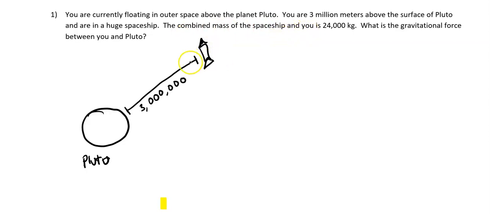The combined mass of the spaceship and you is 2,400 kilograms. And again, let's say the spaceship itself has negligible radius. This 3 million meters is the distance from the surface of Pluto to the spaceship. Now we want the gravitational force between you and Pluto. Before we do that, let's go to our table and write down some more values so we can get it ready.